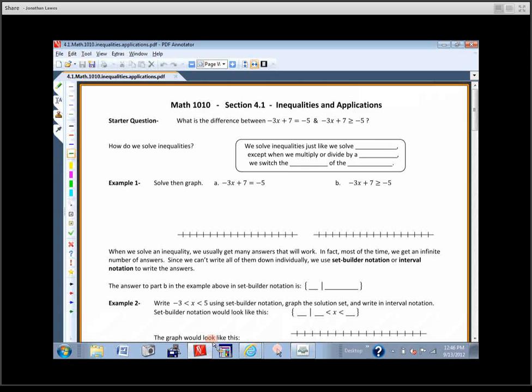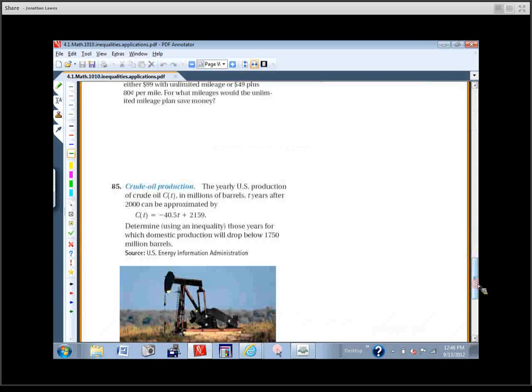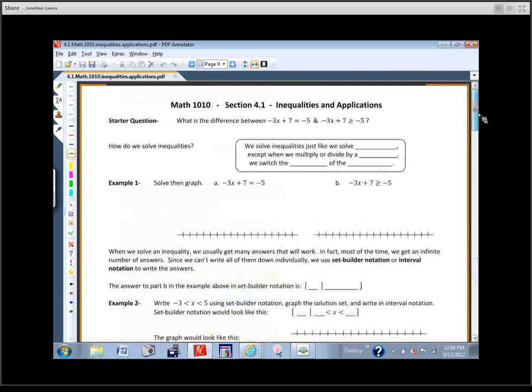I've got those entered into SIS, so if you've logged on, you can see what's due and when, or you can just look at the calendar. Either way is fine. So we're going to start Chapter 4. It's on Inequalities and Applications, and again, I've got a couple problems to do toward the end there, so don't close your books or anything when we're done.